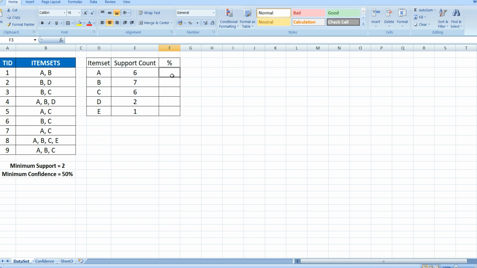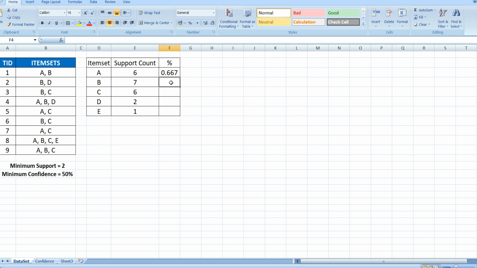Then, for us to get the support count in decimal position, we say 6 divided by the number of transactions that we have in our data set, which is 9, and we get 0.667. You can then multiply it by 100 to get a percentage. I will leave it as it is.